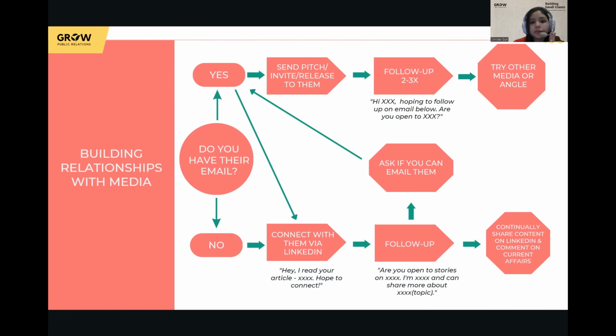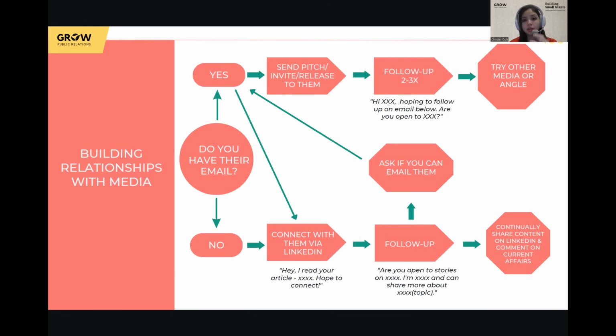But whether you have their email or not, you should still connect with them on LinkedIn if they're on LinkedIn. Sometimes what I'm seeing now is that editors and journalists are quite open and quite regular in sharing content and connecting with people on LinkedIn, because it helps them get story ideas. It helps them see who's out there, right? So connect with them via LinkedIn regardless, build that relationship with them, and continually share content on LinkedIn, commenting on current affairs.